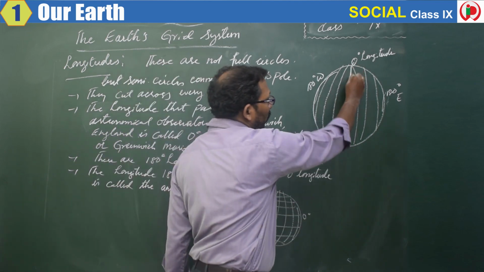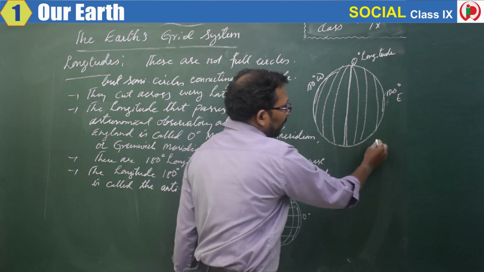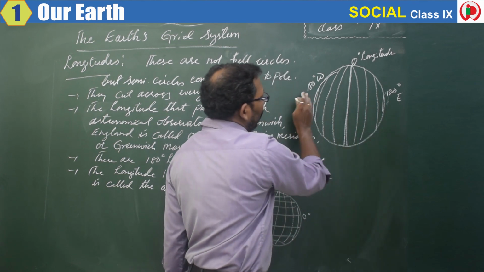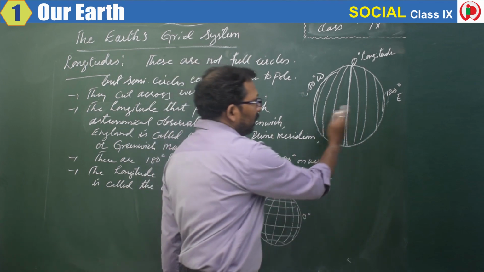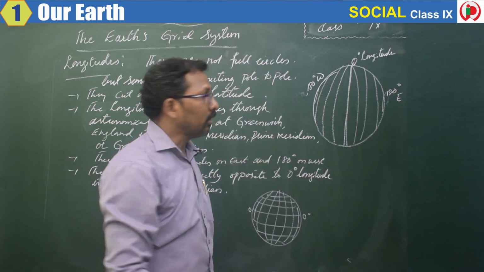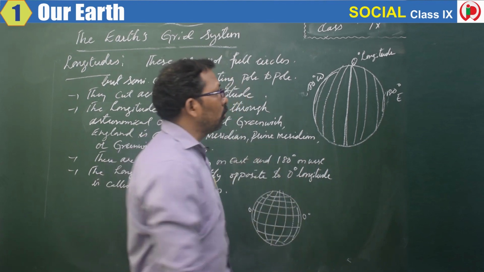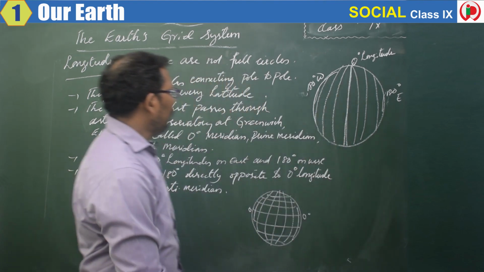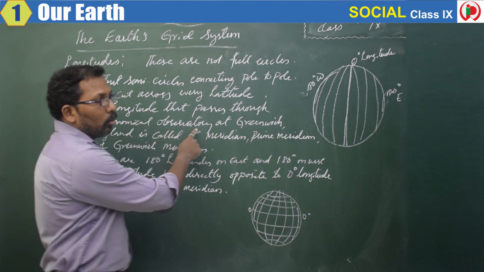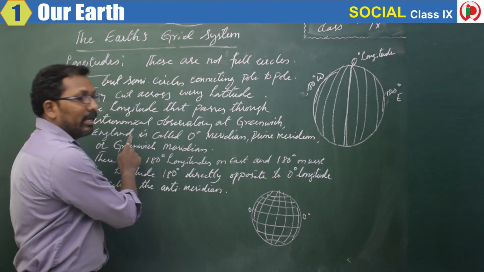It is dividing into two halves. This is the eastern hemisphere and this is the western hemisphere. It is dividing into two halves lengthwise, right? So eastern hemisphere and western hemisphere. And where is this passing through? It is passing through the astronomical observatory at Greenwich, England.